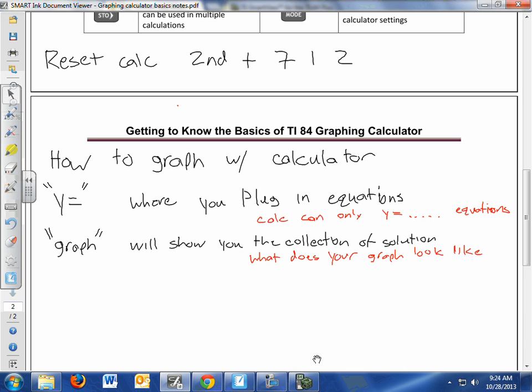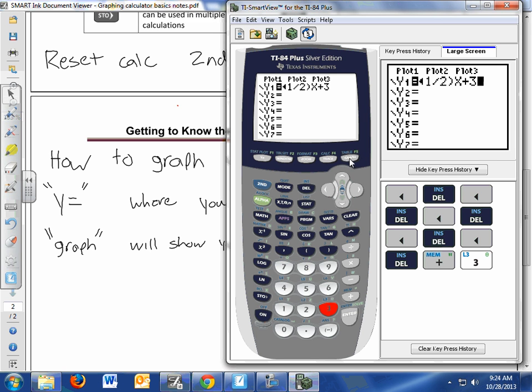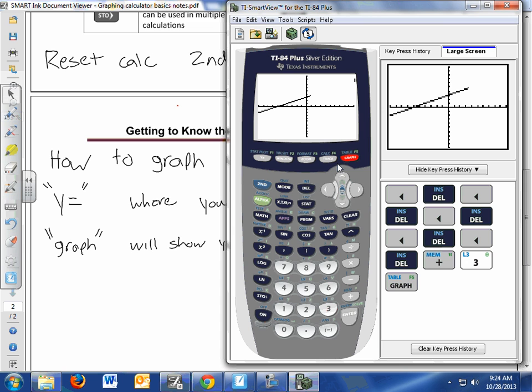What's it look like, Ms. Tristan? Just a line, exactly. My collection of all my solutions looks like a line. Well, that's cool and all. However, I can't really see exact solutions, right? We have little markers, and each of these is 1, but it's tough to see exactly where those solutions are.